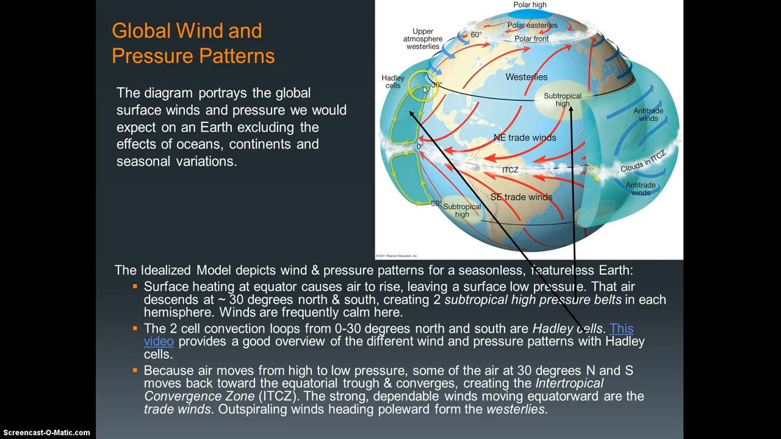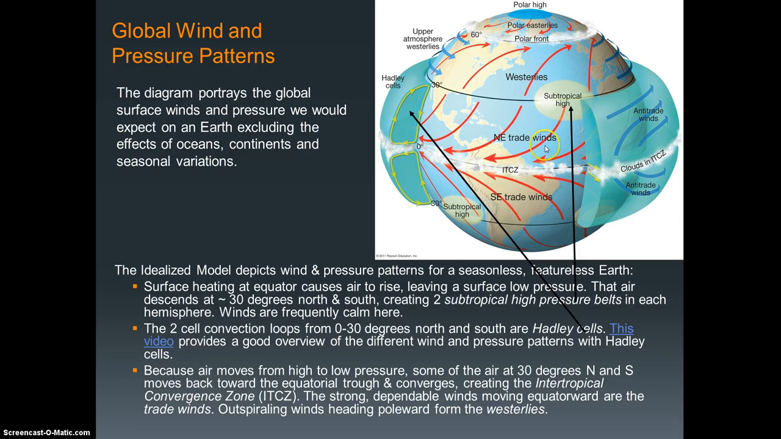As this air moves back toward the equator, toward the equatorial trough, it converges. And as these winds do the same here in the southern hemisphere, where these two winds are coming together, you have what's called the intertropical convergence zone. So say that 3 times fast. No. But an easier way to think of it is the ITCZ. But that's what it stands for.